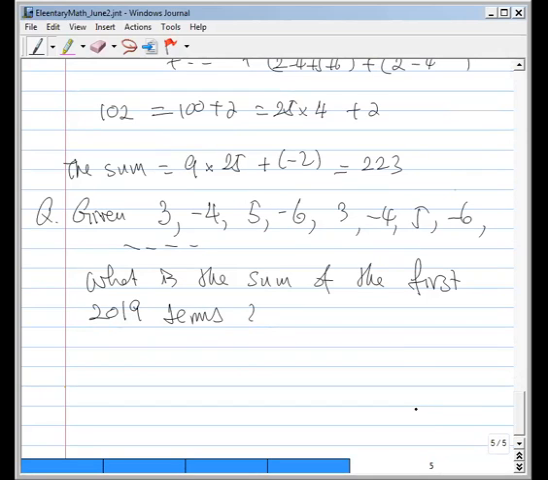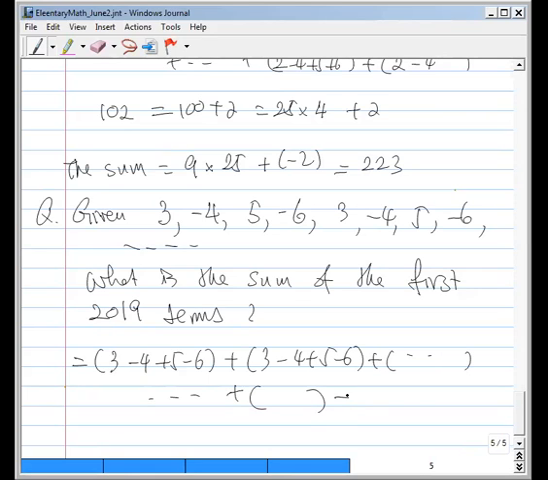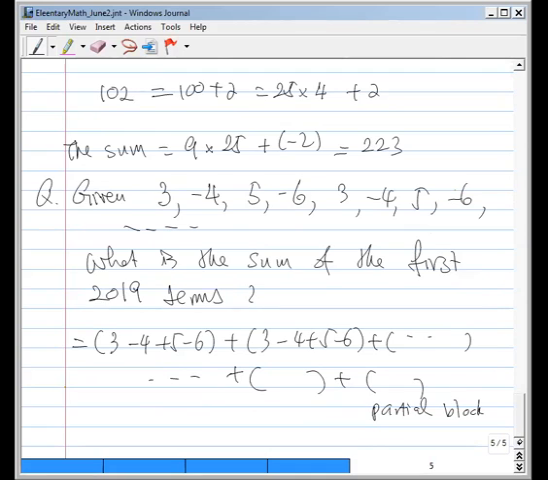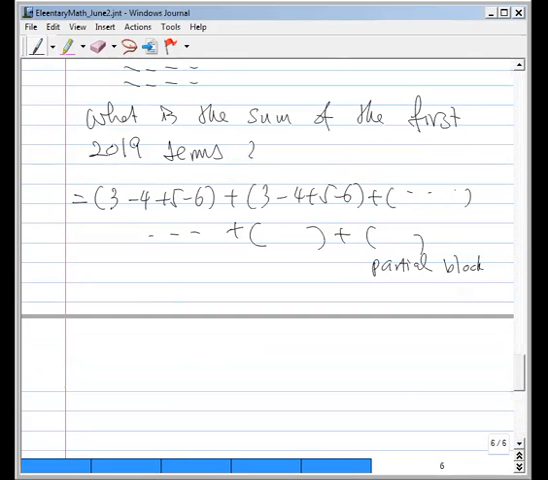So you figured out the repeating blocks, right? The pattern. So you add them together: 3 minus 4 plus 5 minus 6, 3 minus 4 plus 5 minus 6, and just keep going. I don't know how many blocks there are. The partial block also, this is a partial block, right?